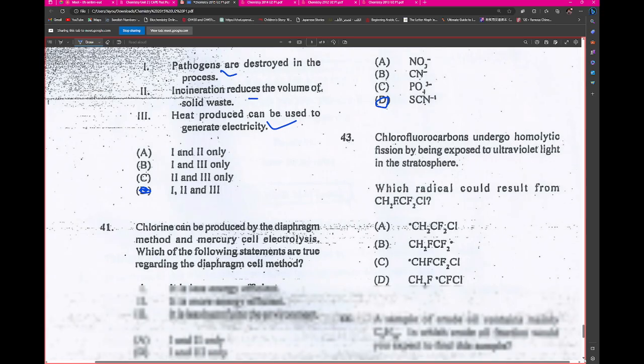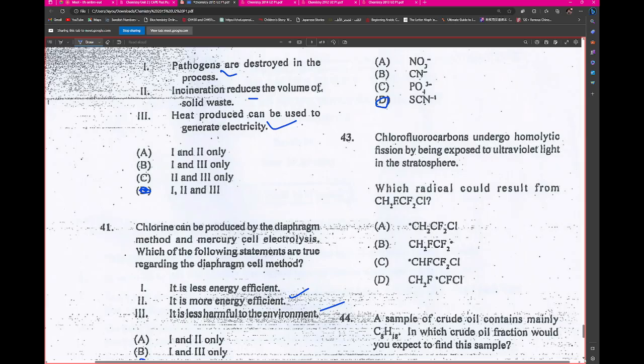43. I hate this question. Chlorofluorocarbons undergo homolytic fission by being exposed to ultraviolet light in the stratosphere. Which radical could result from that? What's the answer? B. Alright. B as in boy. Alright. Can you explain that? Okay. Let's see. Give me a second. Let me draw it out real quick. Hold on. Never mind. I understand. Oh, alright. Chlorine will be the easiest to come off, right? Yeah, I understand.